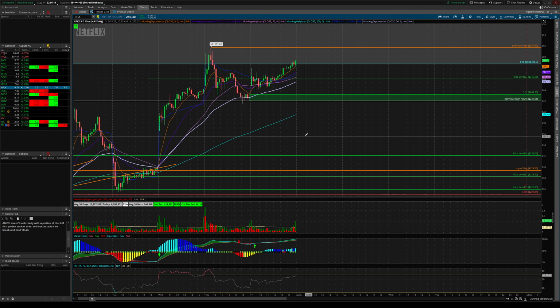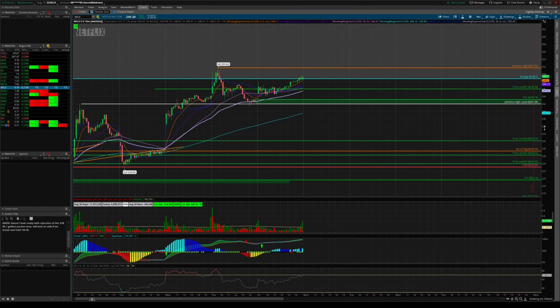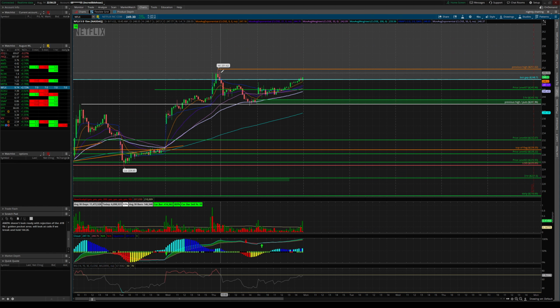So this one, it's not too bad. What I want to see is a break above 251.62. So let me write that down. So I wrote that this is a break of 251.62 for calls. This is the gap fill area.